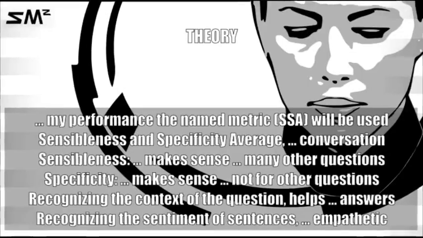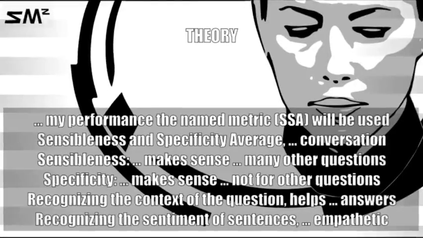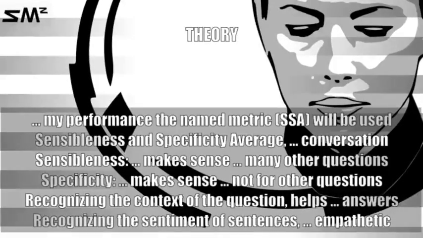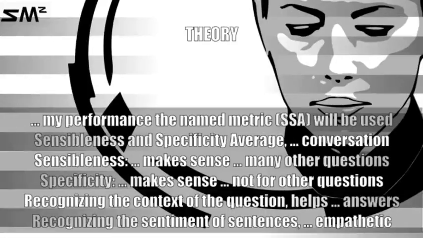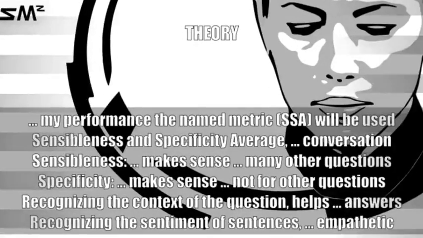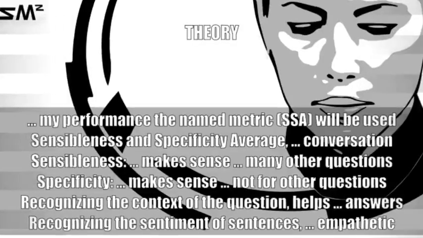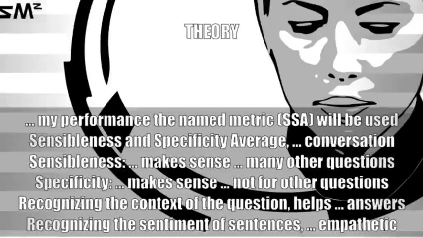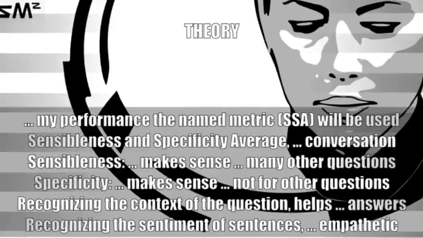Theory. For a measure of my performance, the metric named SSA will be used. Sensibleness and Specificity Average captures the key elements of a human-like multi-turn conversation. Sensibleness: whether an answer makes sense for a question but potentially for many other questions. Specificity: whether an answer makes sense for a question but not for other questions.